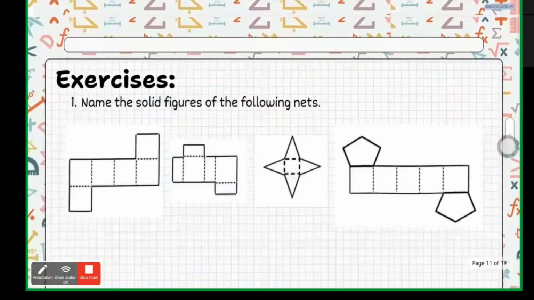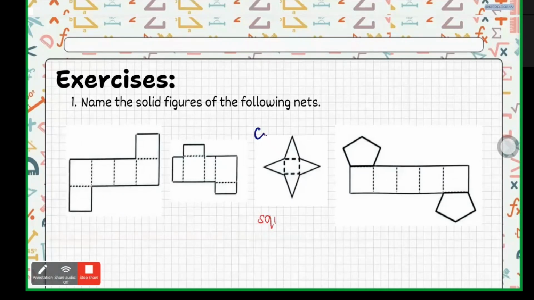Next exercises, name the solid figures of the following nets. I'll give you the letter C, say letter C. This letter C is called a square pyramid. Okay, spelled SQUARE, and then PYRAMID. Why is it a square pyramid? Because the shape of the base is a square, and if we build it and fold it along the dotted lines or broken lines, we will get a square pyramid, which will look like this.